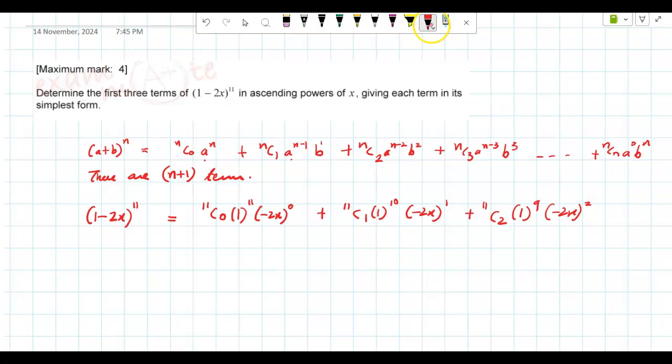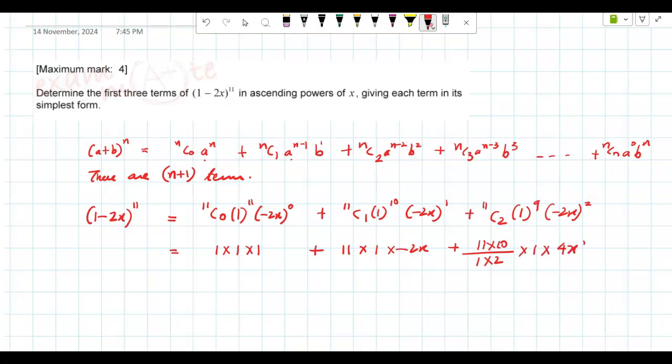Now we simplify this. 11c0 is 1, 1 raised to 11 is 1, and this is 1. 11c1 is 11. 1 raised to 10 is 1, into minus 2x. Then 11c2: 11 factorial, so 11 into 10 upon 1 into 2. Shortcut. 11 into 10 upon 1 into 2, that's 110 over 2, correct? Into 1 raised to 9 is 1.